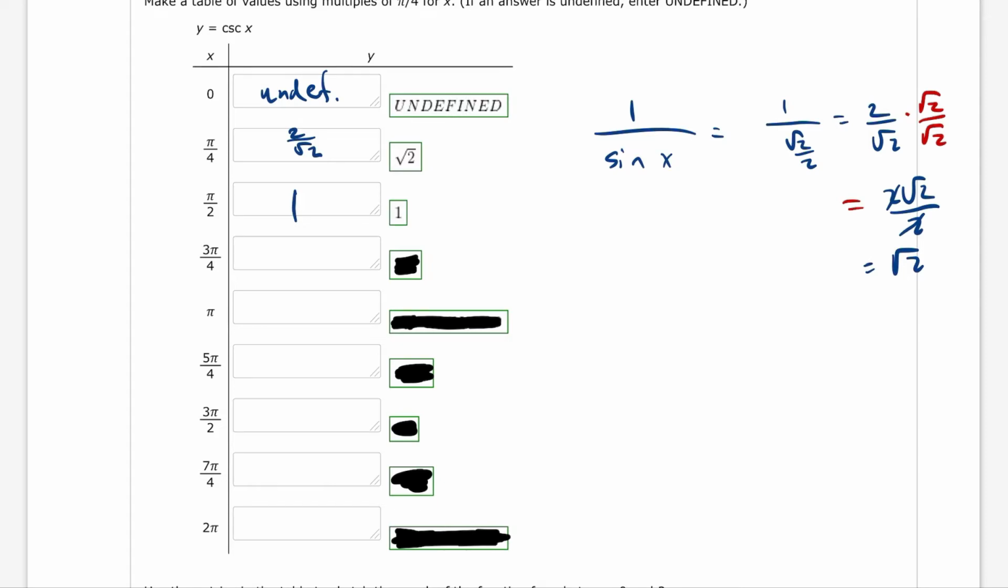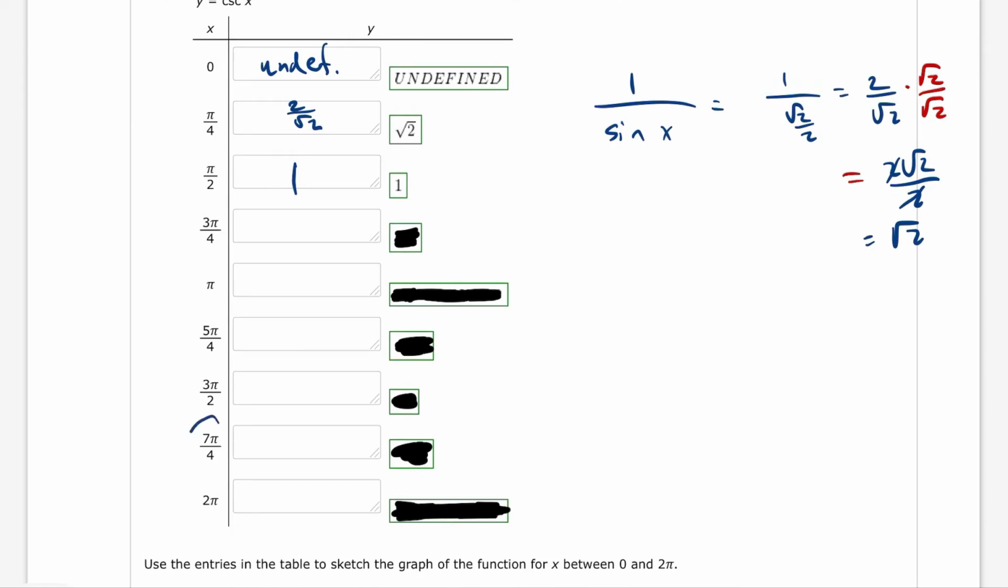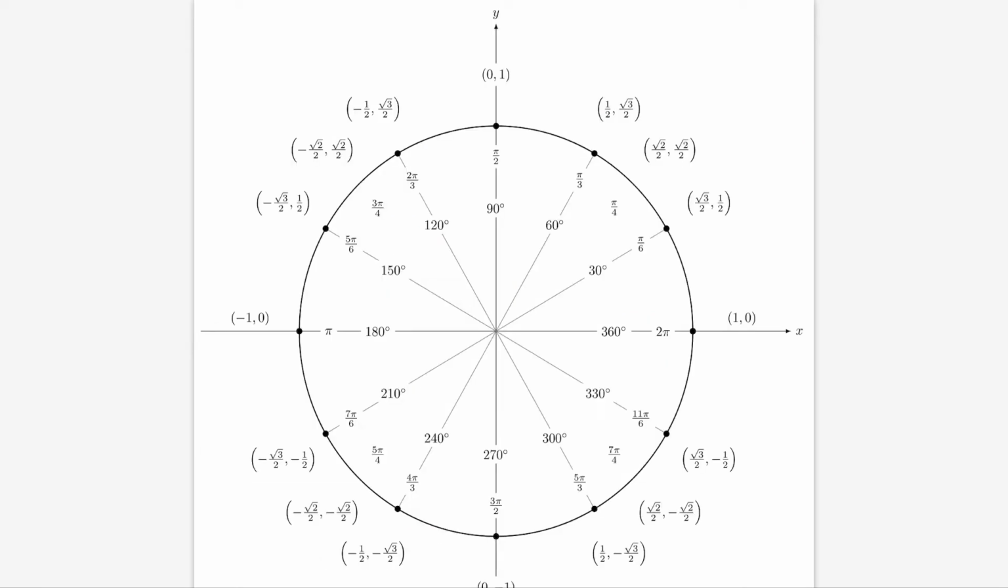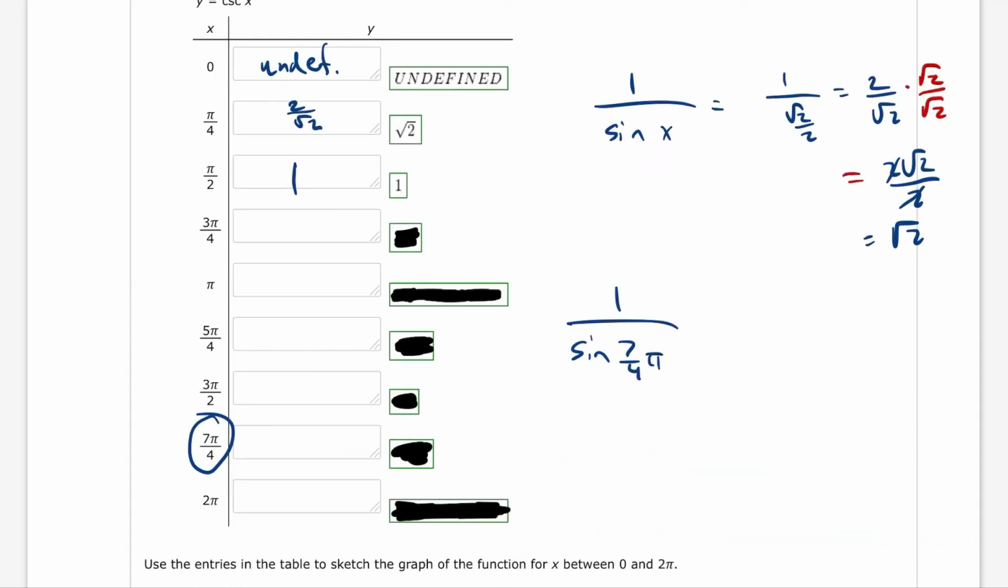All right, let's just do one more. Let's do 7/4 pi. So 1 over sine of 7/4 pi. 7/4 pi is way over here. So the sine would be negative radical 2 over 2. So that's going to be negative radical 2 over 2, which is a reciprocal, which is negative 2 over radical 2. And if you rationalize that, that's going to be negative radical 2.